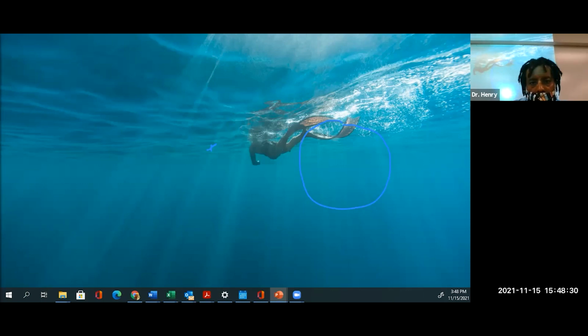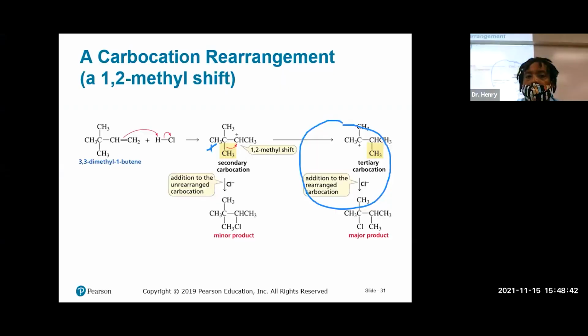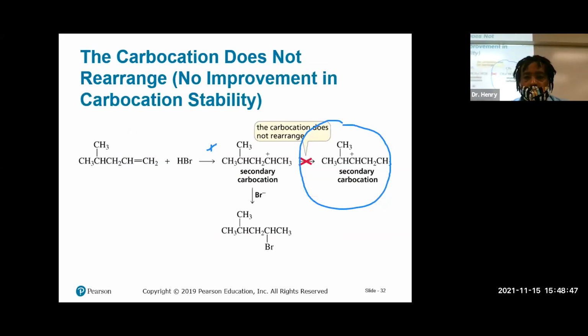Let's talk about methyl rearrangements. So we get the methyl rearrangements clear. Okay, so here, if we go ahead and look at this one.